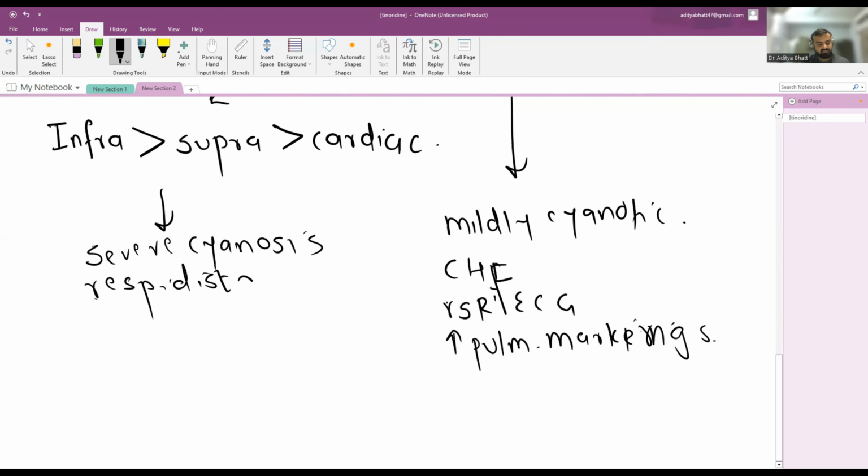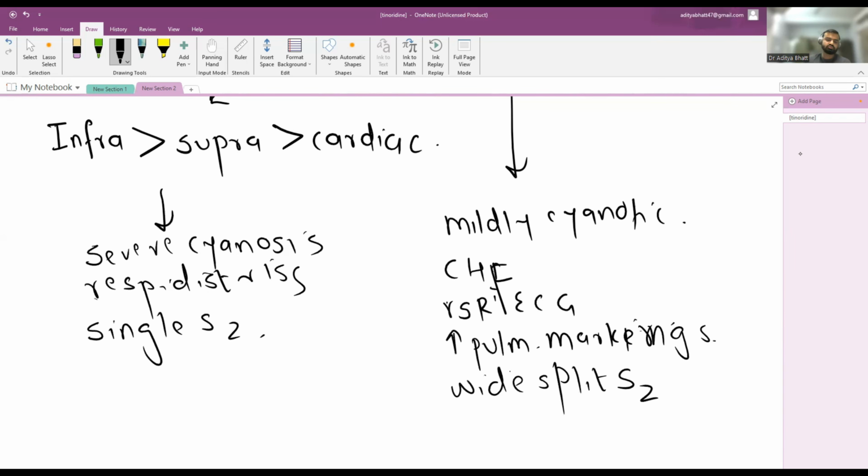There is a single S2. Okay, single S2. While in non-obstructive, it is a wide split S2. Wide split S2 is there. While in patients with obstruction, there is a single S2 with a gallop rhythm. S3 gallop rhythm is seen.